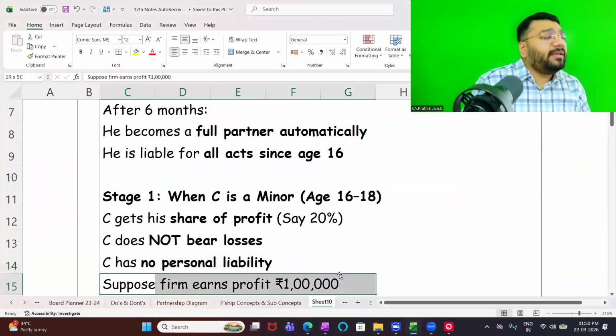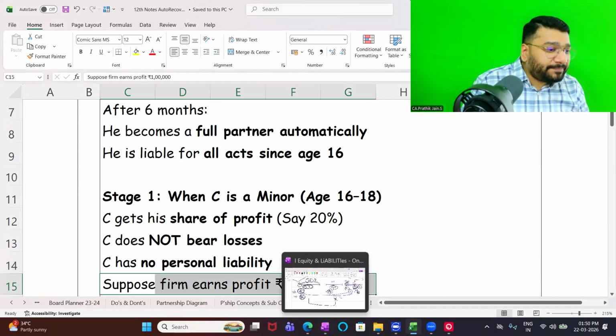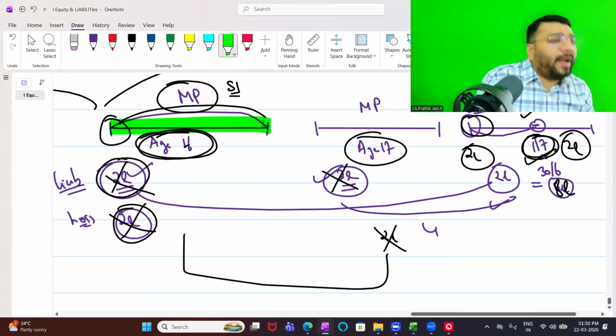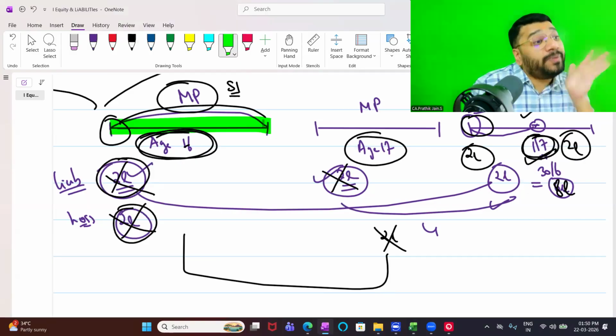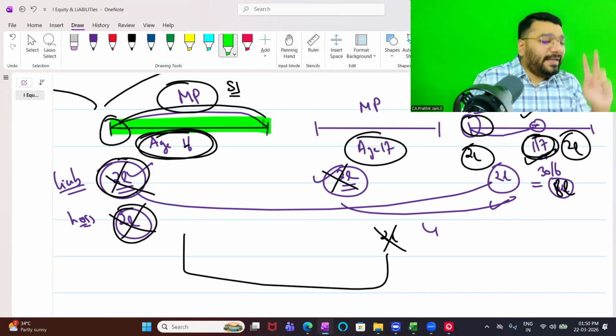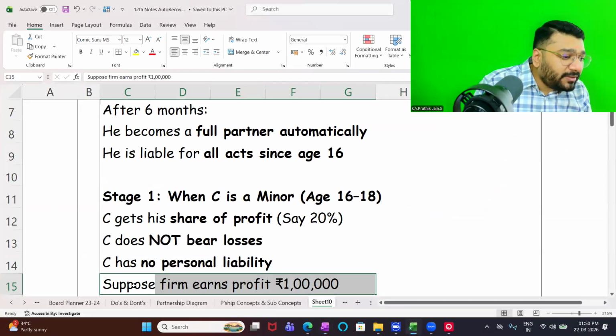Okay. Imagine stage 1 means first year. In the first year, if there's a profit of 1 lakh rupees, how much share will Supreet get? His share of profit is 20%. 1 lakh at 20% is how much? 20,000. So Supreet's share of profit is how much? 20%.